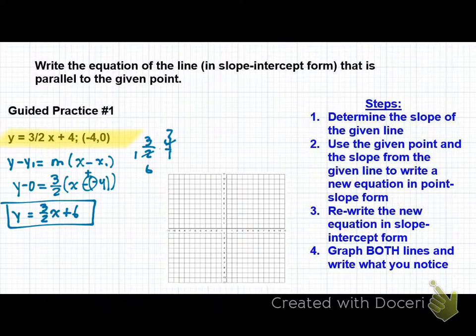Okay, so the answer here is y equals 3 over 2 x plus 6. That's correct, okay? All right? And that will conclude today's lesson.